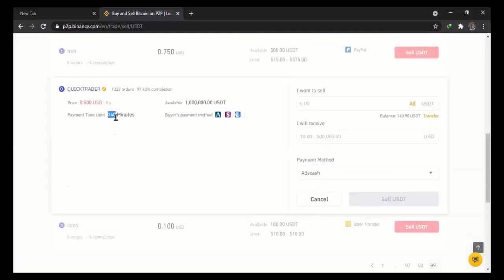Oh, sorry, let me just grab my calculator. 240 minutes is how many hours? My mental mathematics has really gone. So 240 minutes, 240 divided by 60, that's 4 hours. So it will take 4 hours for the transaction to be completed.